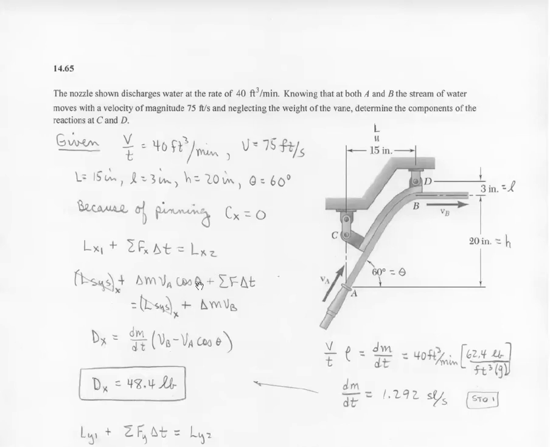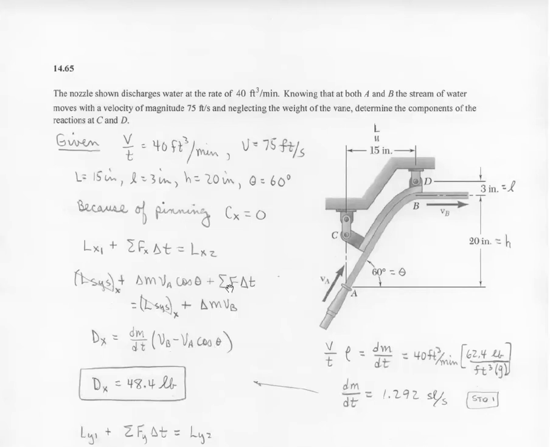Well, L_x2 is the linear momentum of the system in the x direction plus the linear momentum of the delta m coming out of here in the x direction. That's just delta m times v_B. Of course, the linear momentum of the system cancels out on both sides, and you can solve for D_x out of this because this is what your force is going to be. You only have a D_x force here. And so if you divide through by delta t, you'd have a dm/dt and a v_B right here, and then you bring the v_A cosine theta to the other side, and you have a minus v_A cosine theta right there.